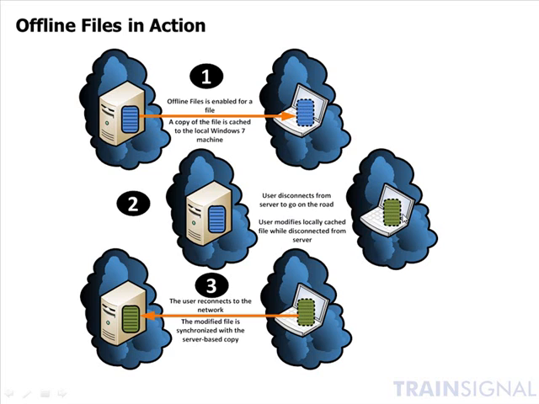The user then copies or modifies that locally cached file while he's disconnected from the server. To denote that, I've changed the file to green to show that it's different, but it's still cached. Notice that the server-based copy of the file is still blue. It doesn't know anything about this modification. In step 3, the user reconnects to the network. The modified file is automatically synchronized with the server-based copy, so the changes the user has made automatically flow up to the file server from which they came.